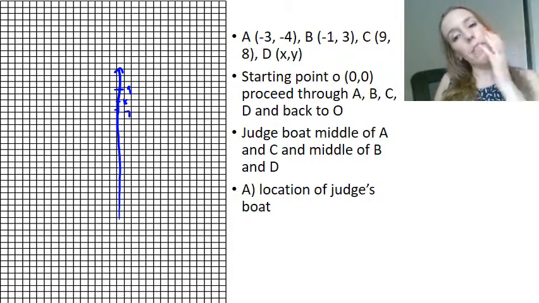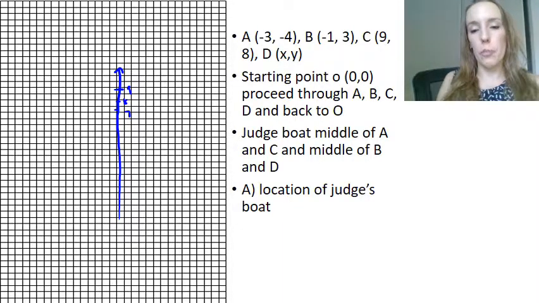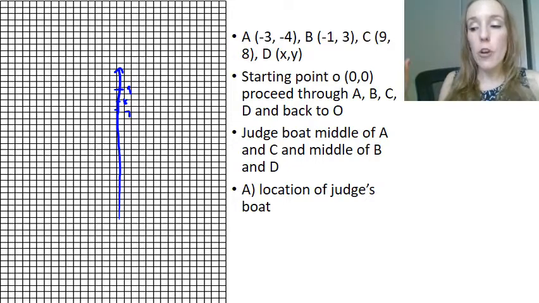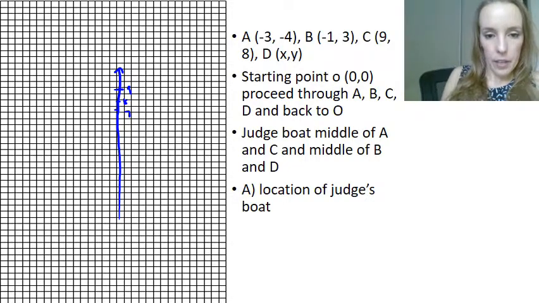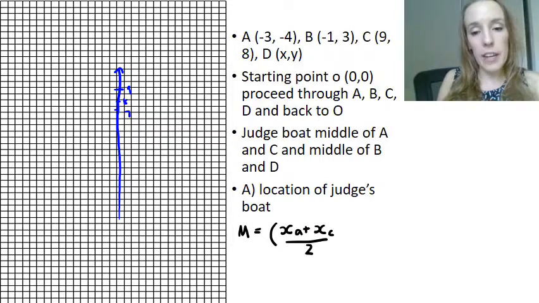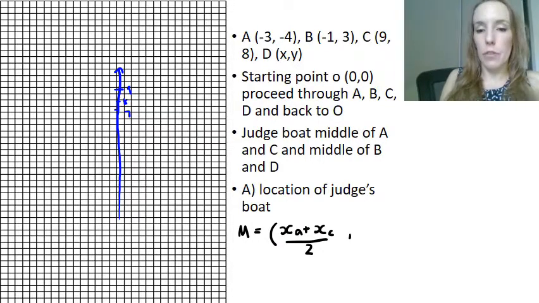So the first thing we have to do is find the judge's boat. So the judge's boat we know has to be in the middle of A and C. So pretty much that just means what's the midpoint of A and C, and we know how to do that. So the midpoint is going to be the x-coordinate of A plus the x-coordinate of C divided by 2, so the average of the two x's, and the y is going to be the average of the two y's.